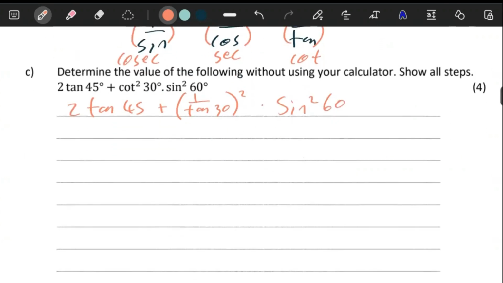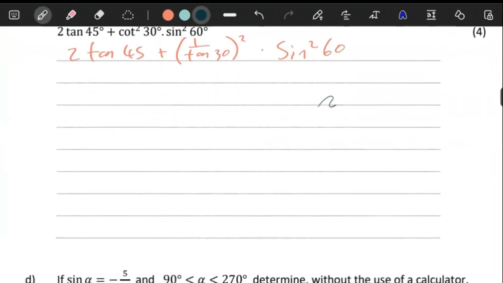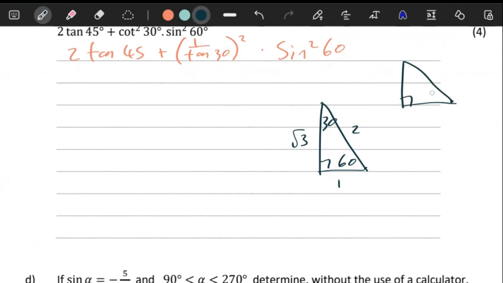So before we get on, we have to know our special triangles, you see. There's the 30-60 triangle, 30 degrees, 60 degrees, and 90. So if you have 30 here, sine 30 is 1 over 2, which is a half. And then you can put square root of 3 here. The 45 triangle, you have to know it also. It's 45 and 45, 1 and 1, and then square root of 2.